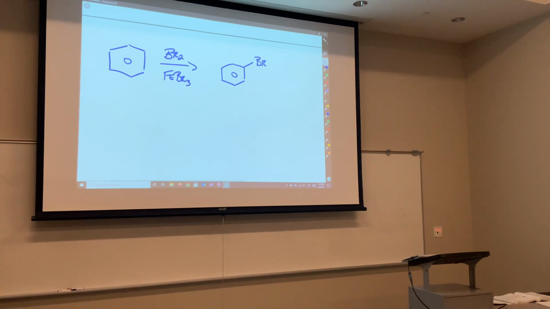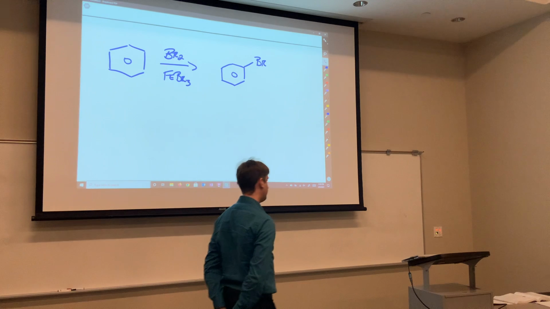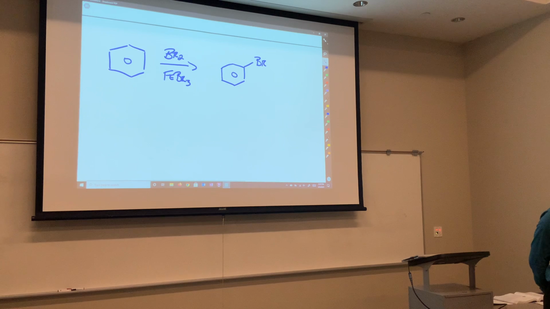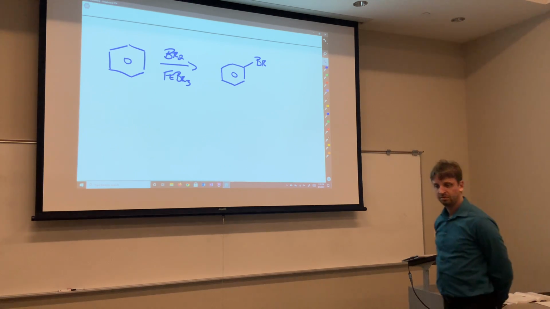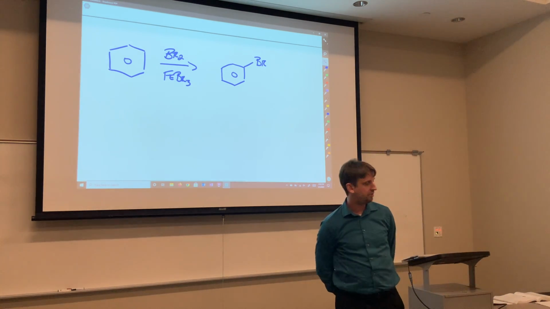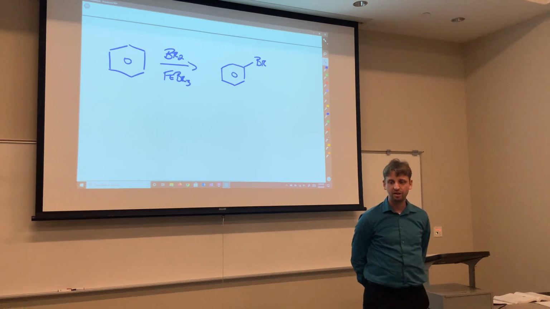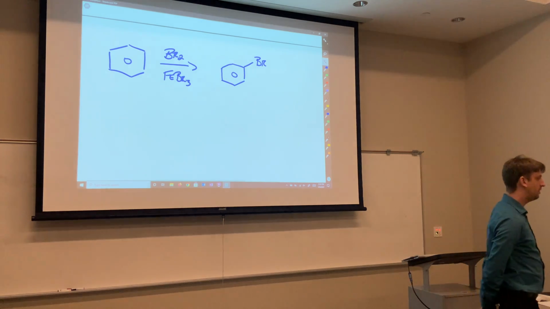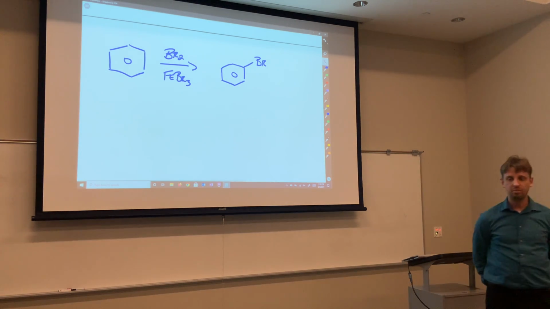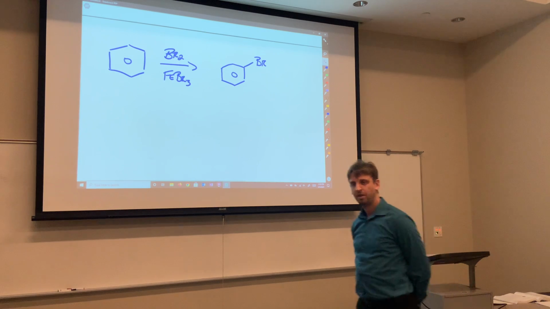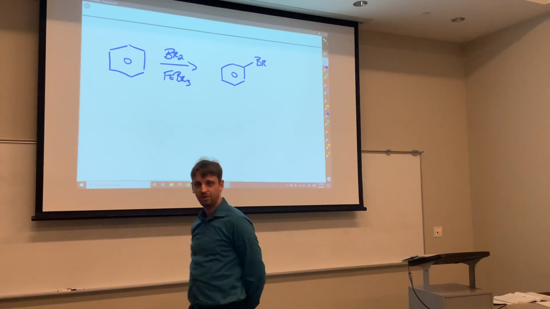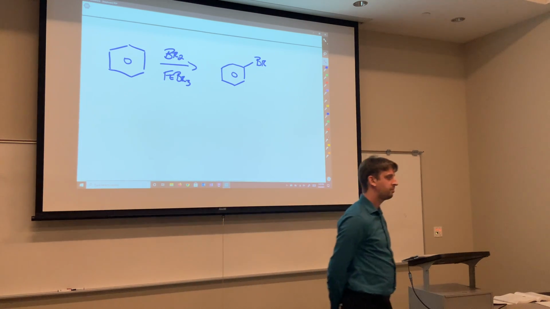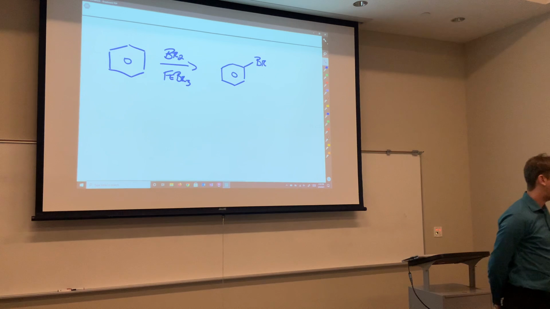Looks like everyone's got the mechanism. How's this different? It's not. What happens first? You have to generate the electrophile. The bromine attacks the iron, Fe. We weaken the bromine-bromine bond. The pi bond comes in, attacks the outside bromine, goes through, does the rest of the work there.